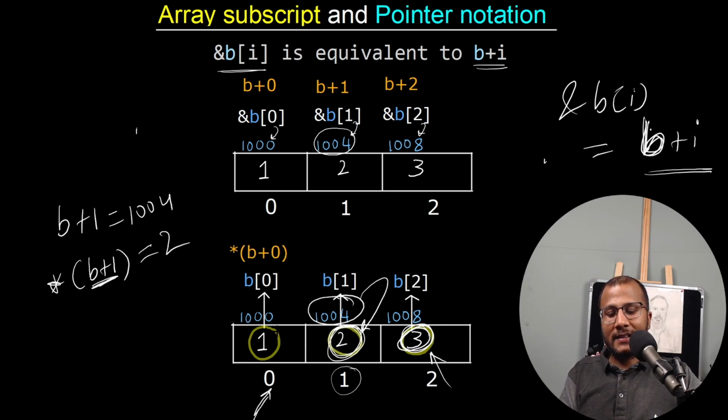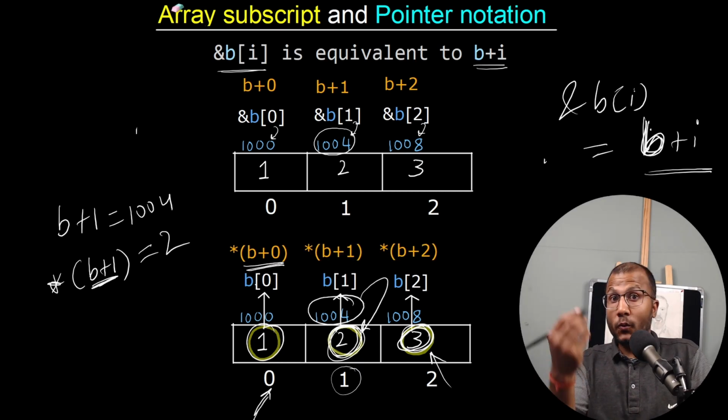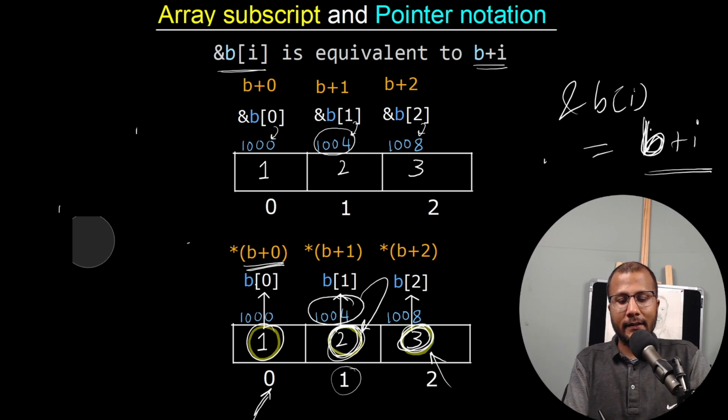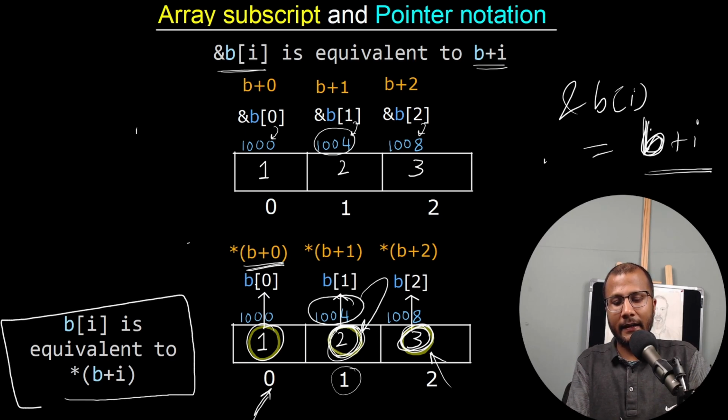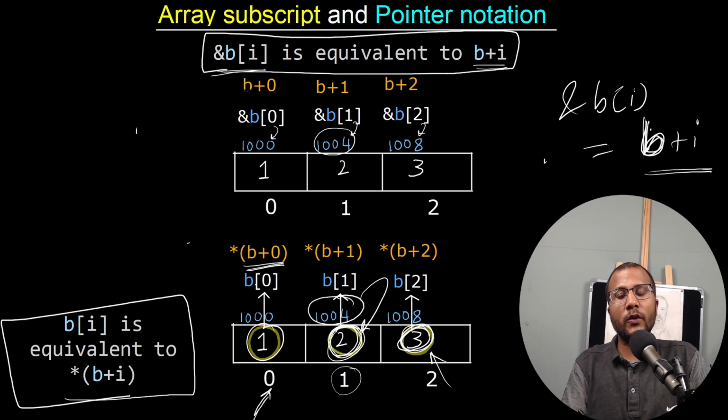So if I want to access the value b[0], the value 1, you write star (b plus 0). What you can conclude now is that b[i] is equivalent to asterisk (b plus i), and ampersand b[i] is equivalent to b plus i. These are two important things: how do you convert the array subscript into the pointer notation? This is what you should keep in mind.